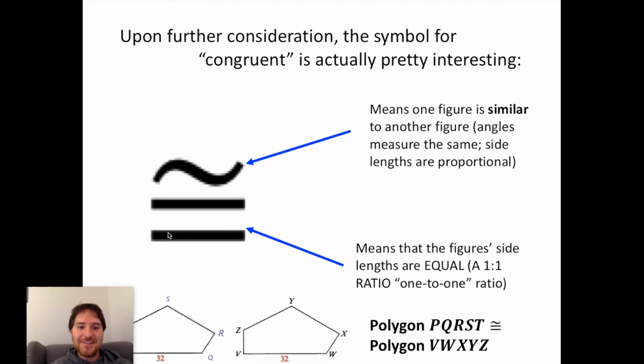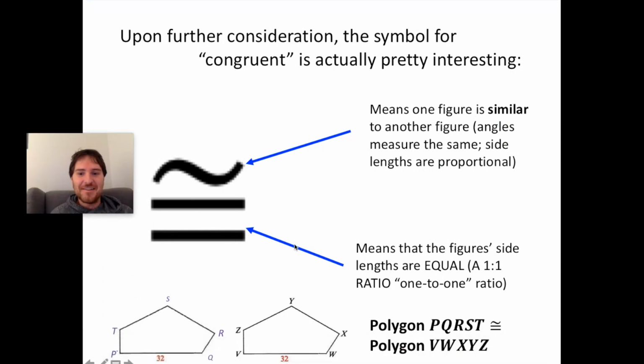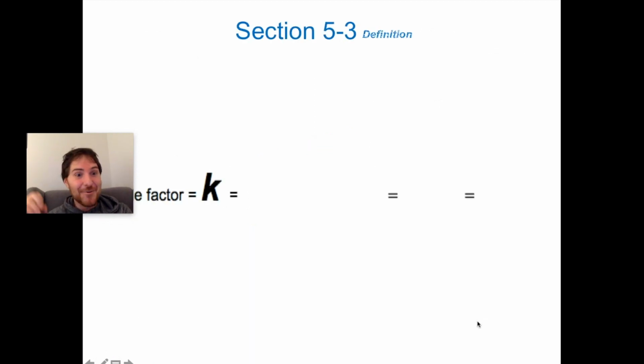All right, so let's look at this in the context of this figure. Polygon PQRST is congruent to polygon VWXYZ. Are they similar? Sure they are. Their angles are all congruent. The side lengths are all equal to one another, because it's congruent here, so they'd be in a one-to-one ratio. I just want to point that out. Congruent just means similar with equal side lengths, and congruency is composed of that.